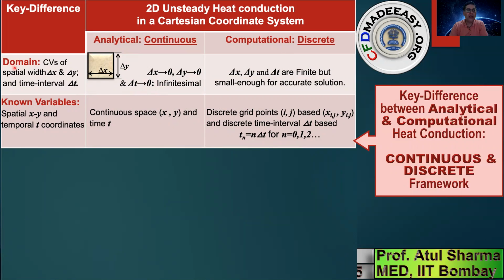So in any analytical heat conduction, you start with a domain which corresponds to a control volume of spatial width delta x and delta y, which are shown here, and a time interval delta t. In analytical heat conduction, you apply the limits delta x tends to 0, delta y tends to 0, and delta t tends to 0. So you are considering this control volume and time step as infinitesimally small, which corresponds to exceedingly small.